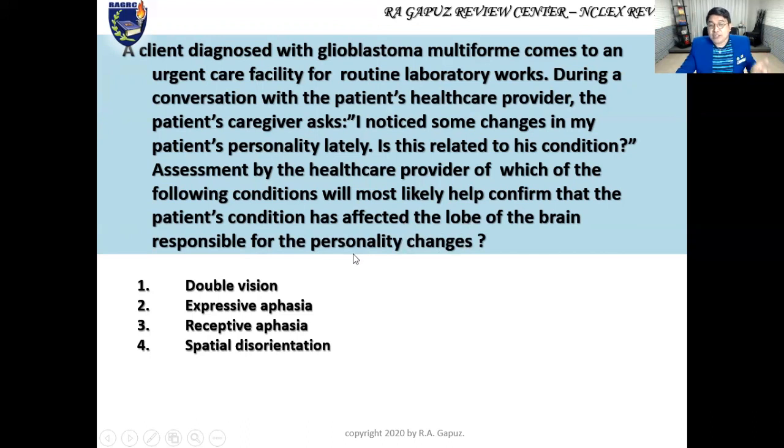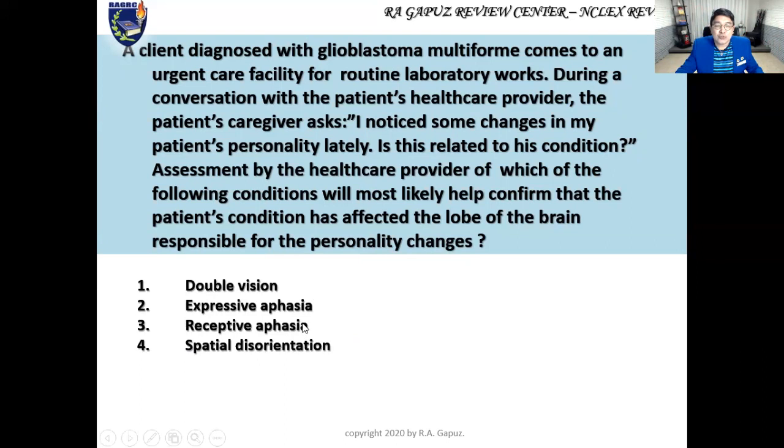So notice that if there is actually a noticeable manifestation of a personality that has changed, always think about the frontal lobe. Now, once you have an idea of which lobe of the brain is affected, then going through each of the options would actually become just like a walk in the park, a little easy. Double vision is associated with the occipital lobe, so it's not associated with the frontal lobe, okay? Spatial disorientation, option 4, is associated with the parietal lobe, so it's not associated with the frontal lobe.